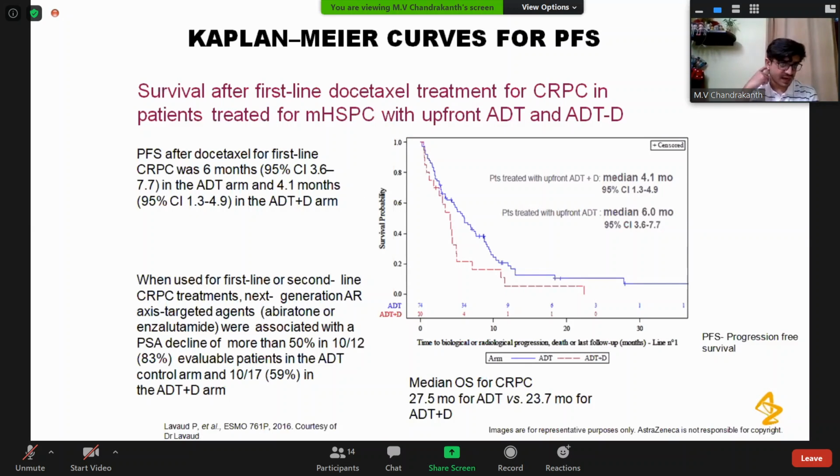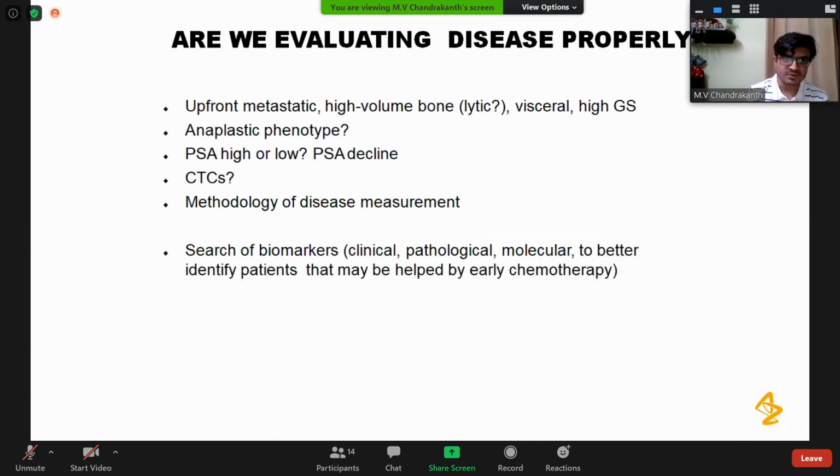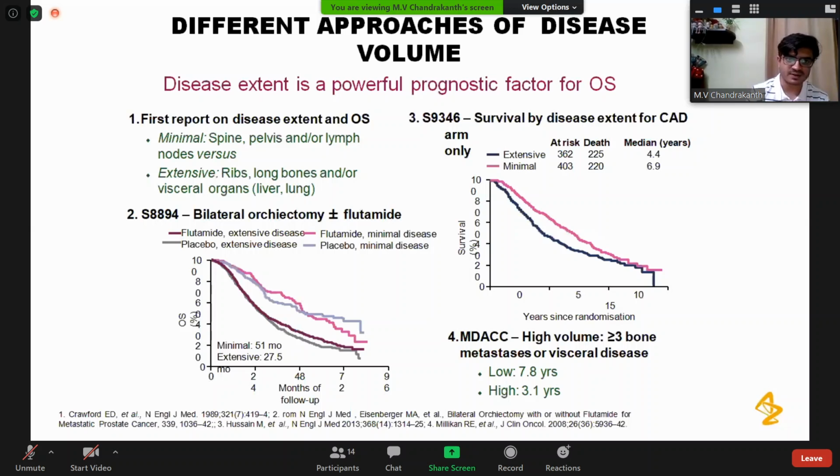So, survival after first line docetaxel treatment for CRPC in patients who received docetaxel in the hormone sensitive setting: we can see that if you expose docetaxel in docetaxel pre-treated patients, the median overall survival is 27.5 versus 23 months, and it is different. And then there are more considerations. We have to look into the volume of disease, PSA decline, and all these.